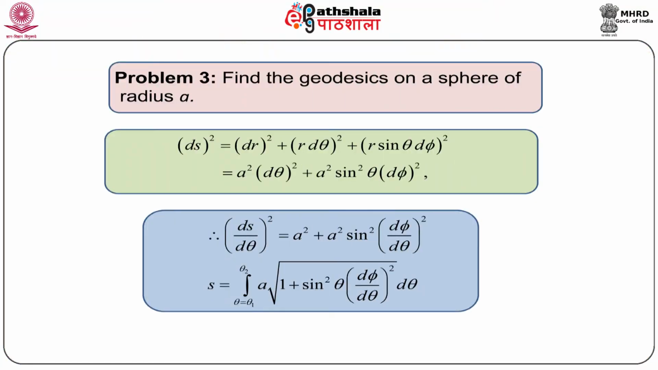Next, we consider the third problem. Find the geodesics on a sphere of radius a. Let us define geodesic. A geodesic on a surface is a curve on the surface along which the distance between any 2 points of the surface is a minimum.